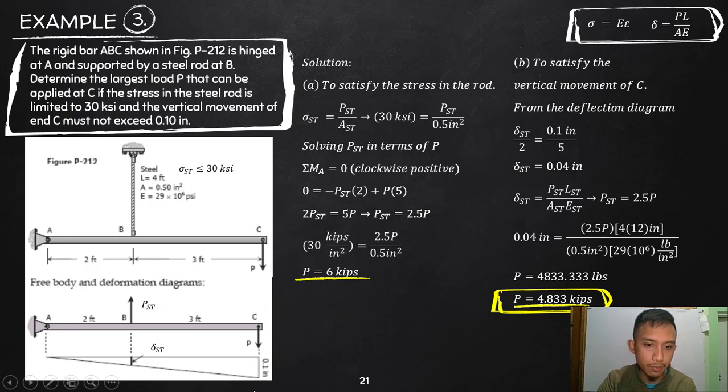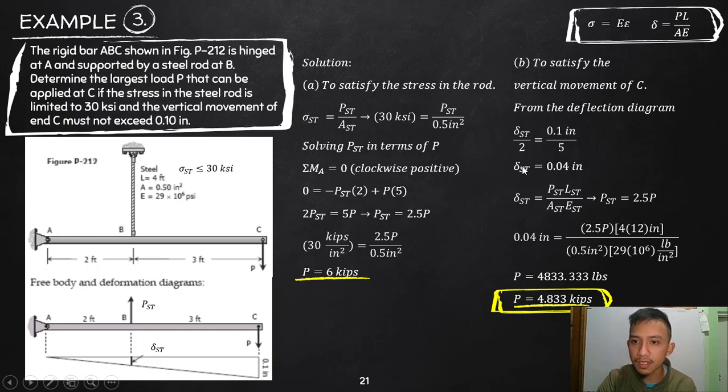And then by ratio and proportion, this is just a right triangle. So by ratio and proportion, the deflection delta ST, that is the axial deformation, the deformation of our steel bar, over 2, that is the ratio of delta ST with the length, which is 2, is equal to the ratio of the total deformation, which is our limitation 0.1 inches, with the length, which is 2 plus 3, which is 5. So playing around with this ratio and proportion, 0.2 over 5, that will be 0.04 inch. So that should be the axial deformation of the steel bar.